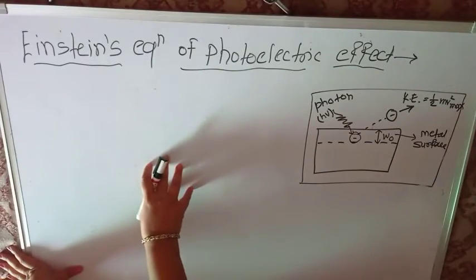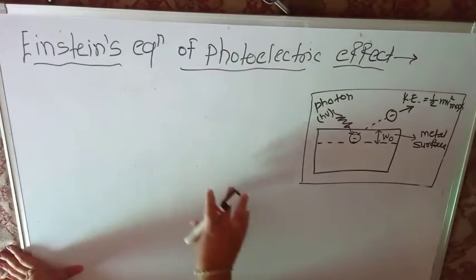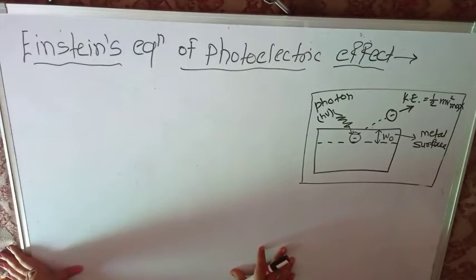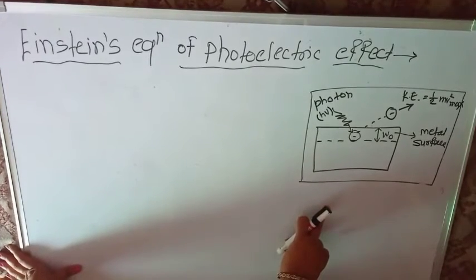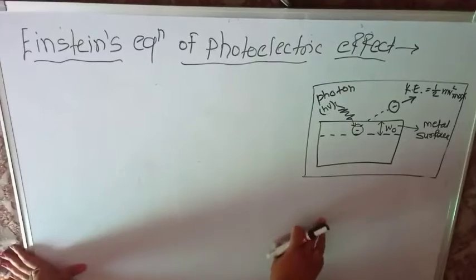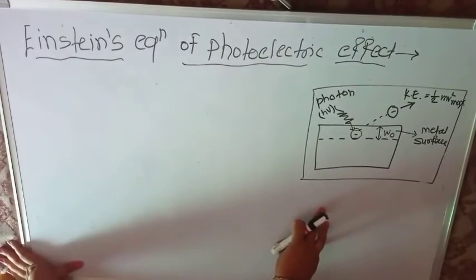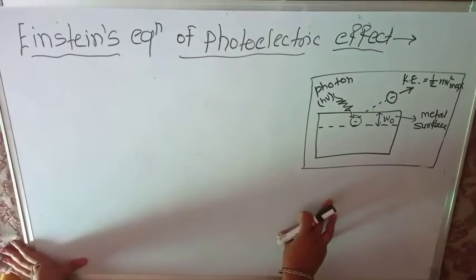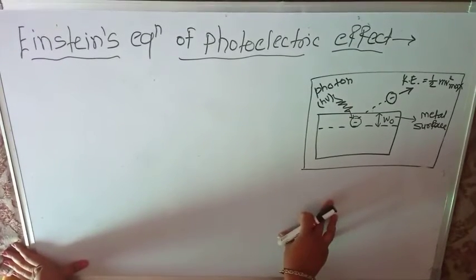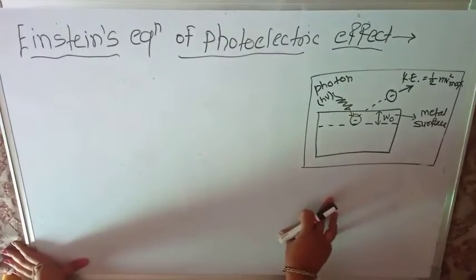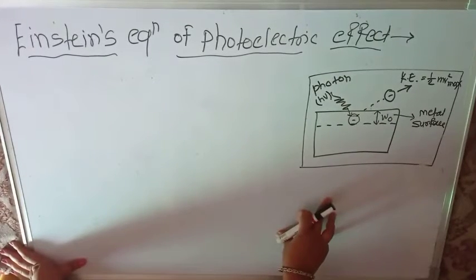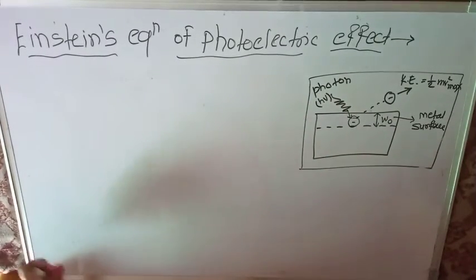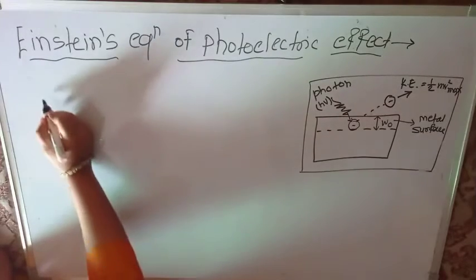Now in this part, we have learned Einstein's equation of the photoelectric effect. Okay, now see these figures. These figures are on the basis of Planck's quantum theory. Einstein derived the photoelectric equation. Einstein assumed that light radiation consists of photons of energy hν.